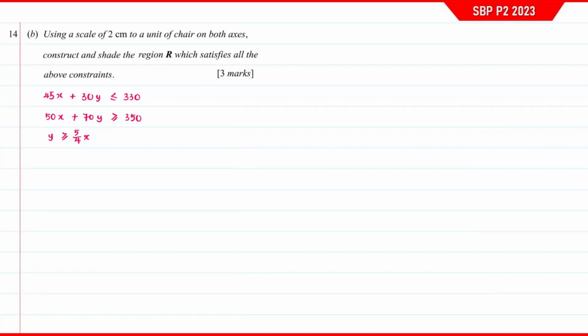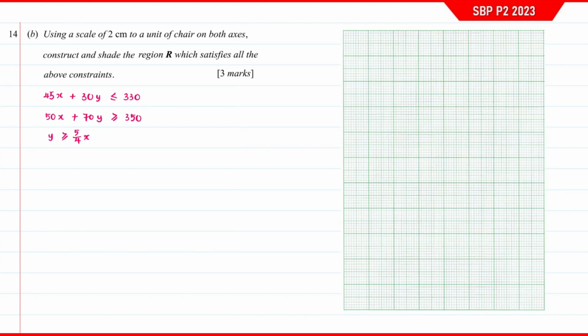Question B. Using a scale of 2 cm to a unit on both axes, construct and shade the region R which satisfies all the above constraints. So here for the first inequality, the equation will be 45x plus 30y is equal to 330. So here I can simplify this by dividing every term by 15. Then we're going to get 3x plus 2y is equal to 22.